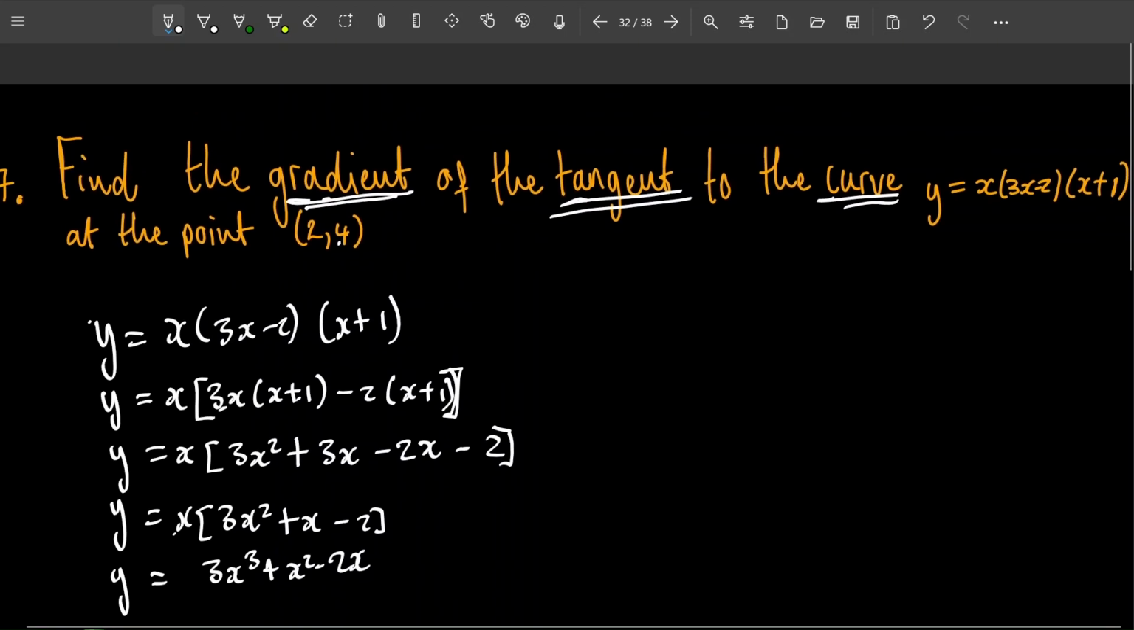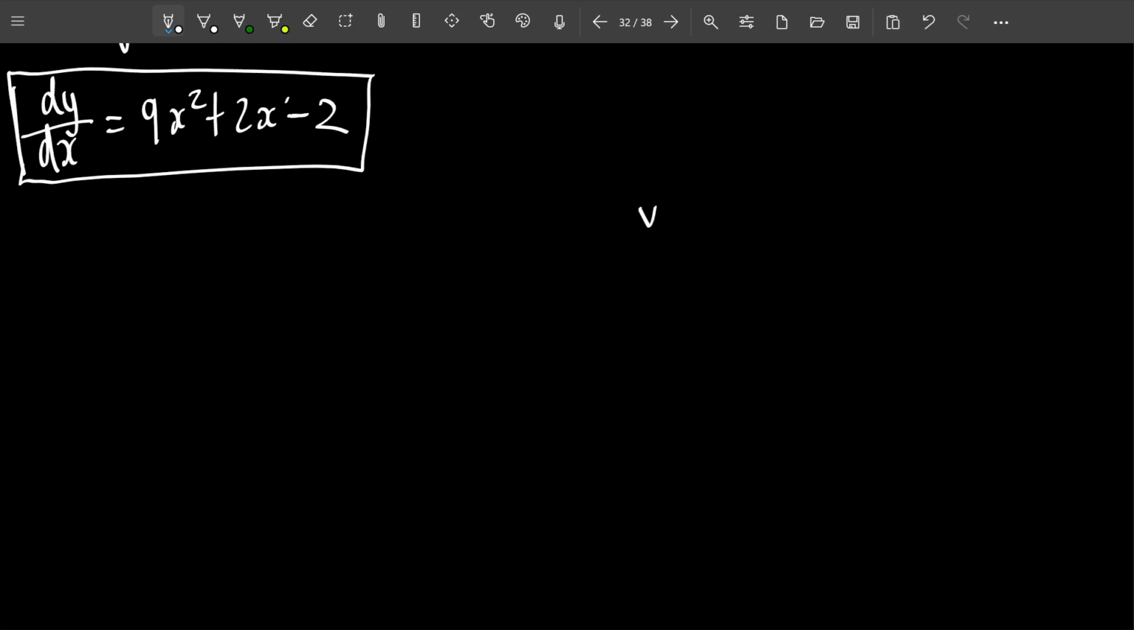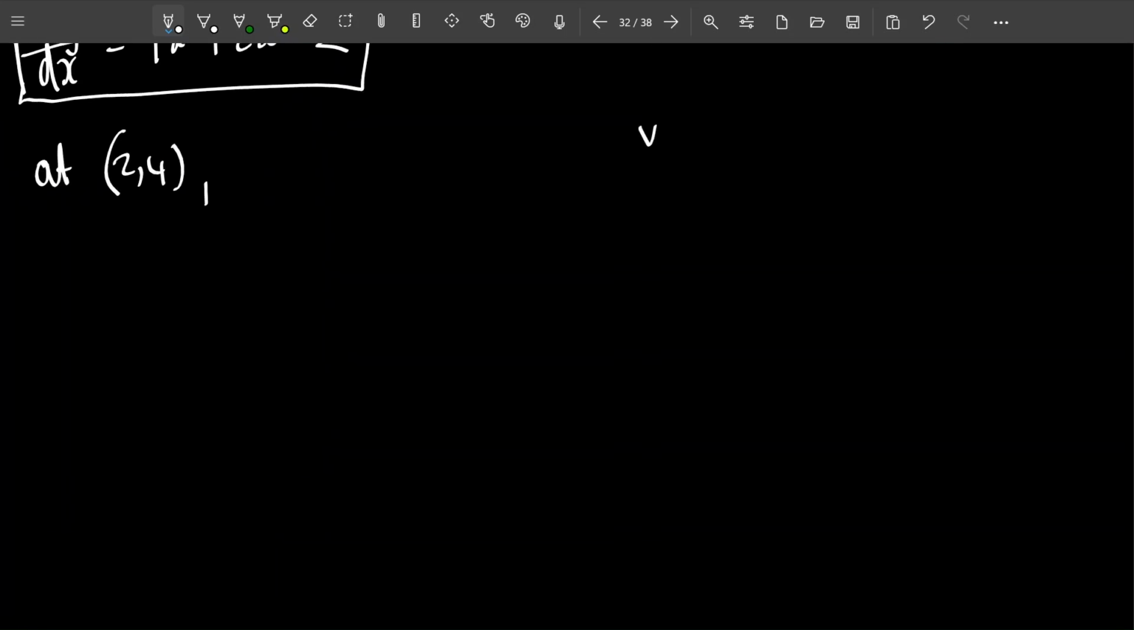They've told us, let's see: find the gradient at the point (2, 4). So now that's all you're left with. You have the gradient function now. dy/dx, we said, is the gradient function, which means you put in where you are and it will tell you the gradient. So we can now say at (2, 4).